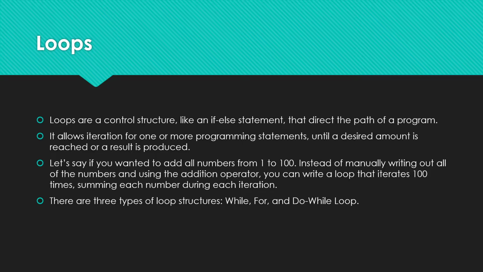Now, loops allow iteration for one or more programming statements, right? I say one or more because you can either do only one thing or you can do a group of things until a desired amount is reached. So let's say you want to loop from 1 to 1,000. How many iterations is that? That's 1,000 iterations. Or you can loop indefinitely until you get some desired result.